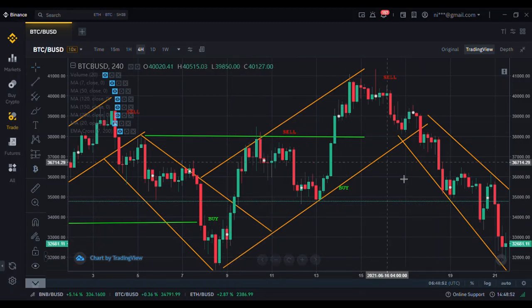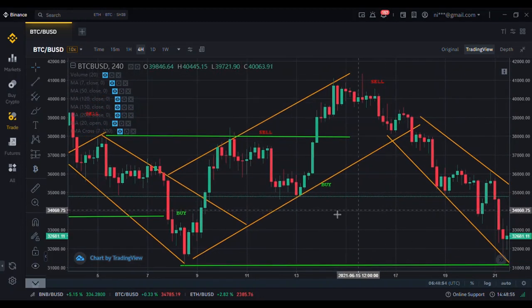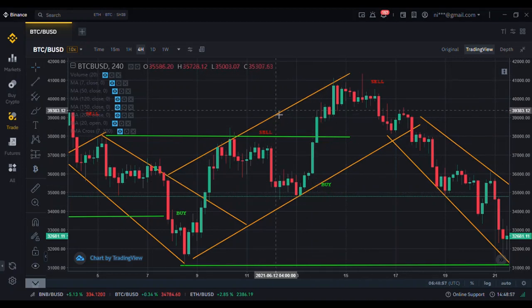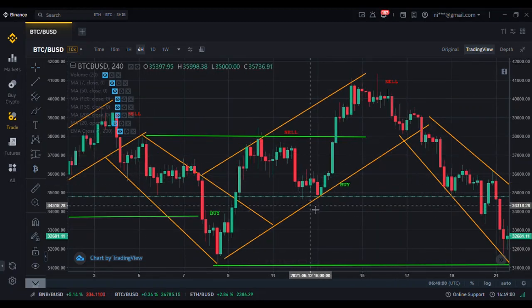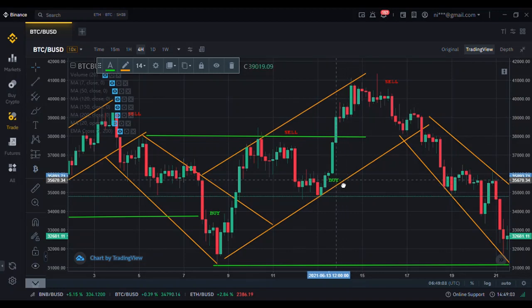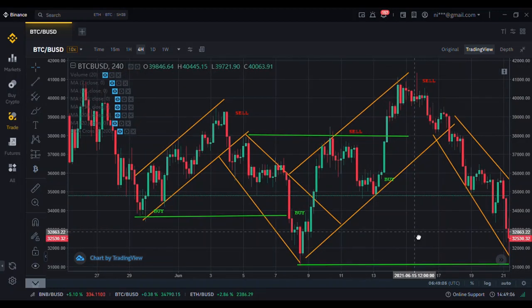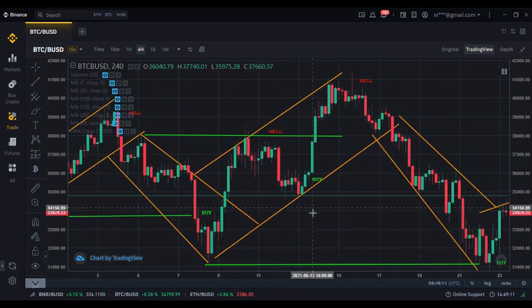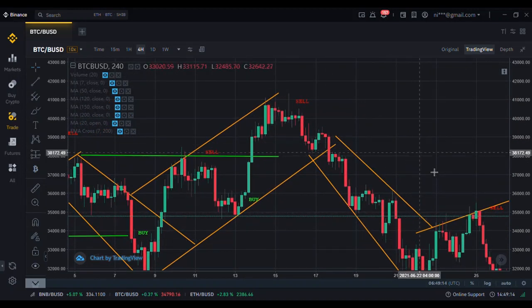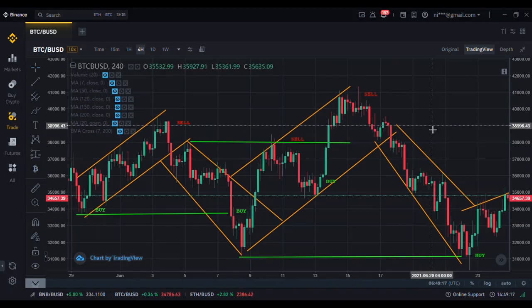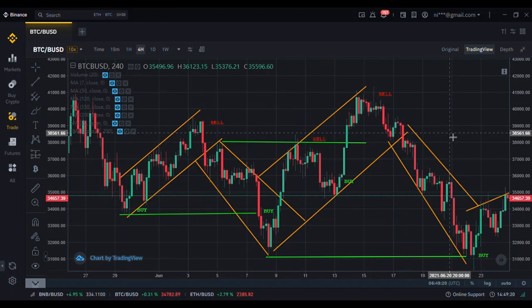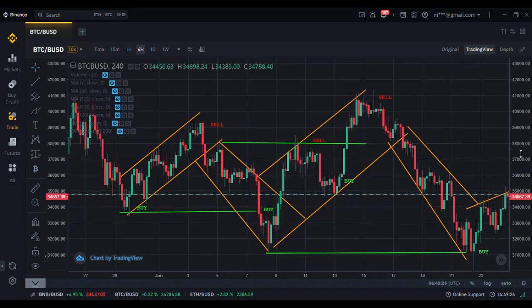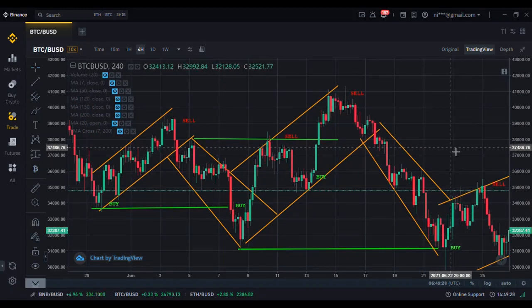Since we're already here, you can assume that this is another rising wedge pattern. You understand? So it's like a cycle. Falling wedge, rising wedge, falling wedge, and rising wedge again, and falling wedge. Okay, so that's basically the understanding of rising wedge and falling wedge. So I hope you enjoy this tutorial and you use this pattern on your trades.